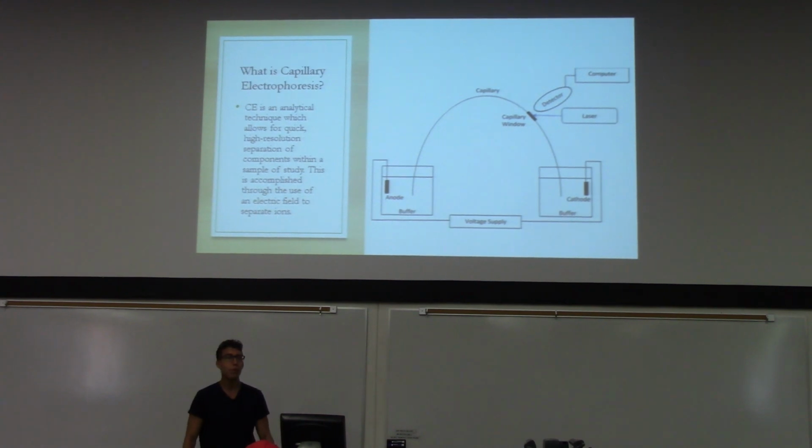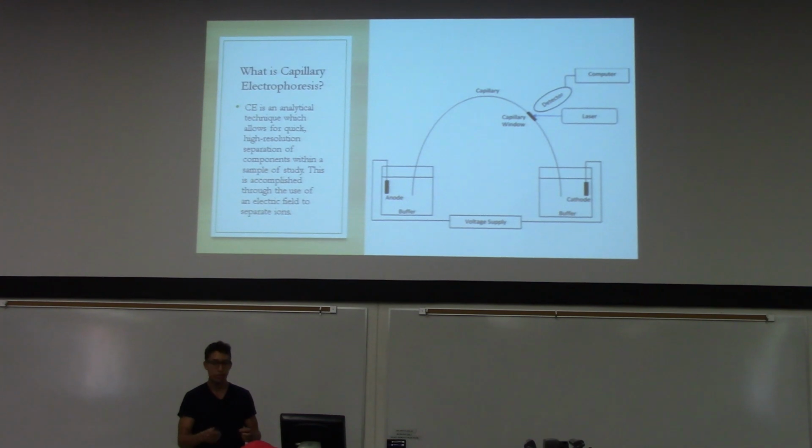Okay, so my research is on capillary electrophoresis. It is basically an analytical chemistry tool that allows you to separate and analyze different components within a given sample of study. The way it works is, as you can see, there's a capillary with a capillary window. It has a laser and then a detector. There's an anode and a cathode dipped in each of the vials that the capillary dips in. Once you turn on a voltage supply, it causes an electric field within the capillary. What that does is it pulls all of the components within the capillary from the anode towards the cathode.